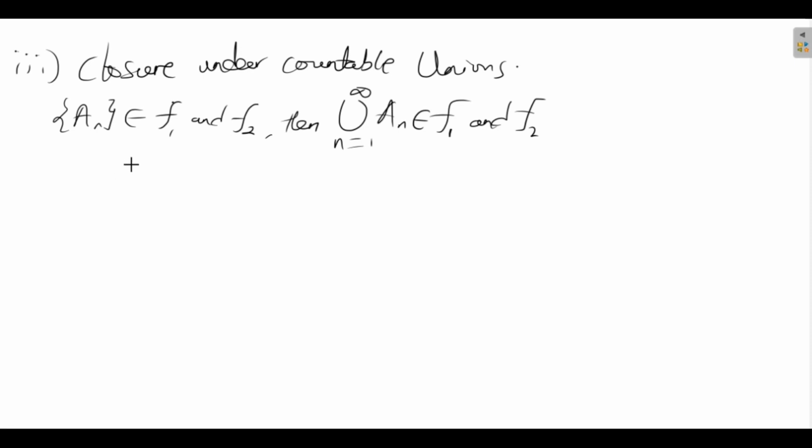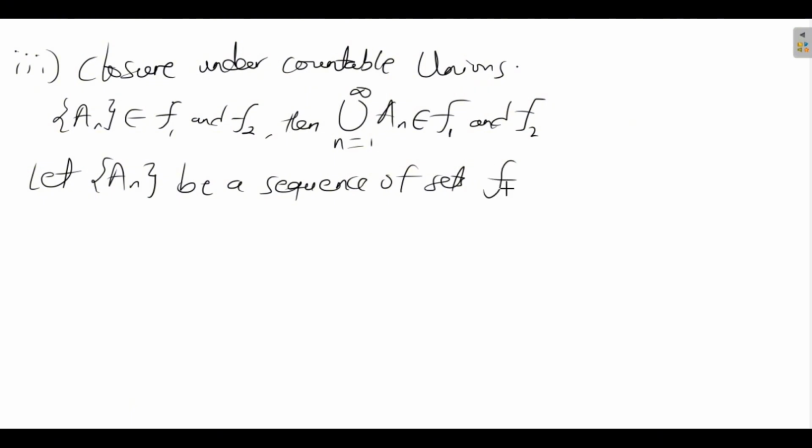If AN is a sequence of sets which belongs to a sigma algebra F1 and F2, then the union of those sequences from n equals 1 to infinity also belongs to F1 and then F2. And we need to show this. So now we say, let AN be a sequence of sets in F3. This is what we are saying.